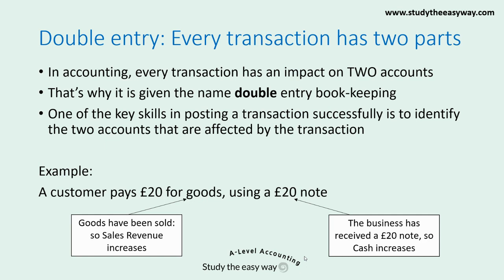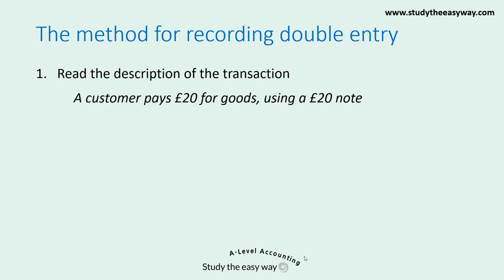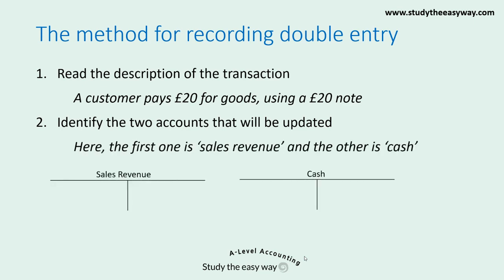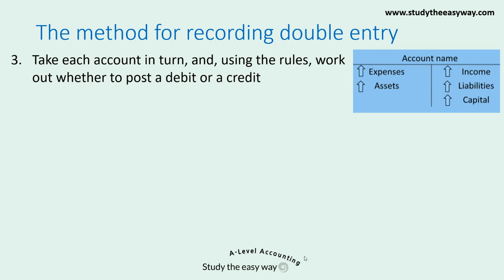This leads us on then to the rules for how we can follow a method for recording double entry. Firstly, read the description of the transaction. I've used the same one here as on the previous slide. Secondly, identify the 2 accounts that will be updated. As we've just discussed here, the first one is sales revenue and the other is cash. Step 3 is to take each account in turn and using the rules work out whether to post a debit or credit.